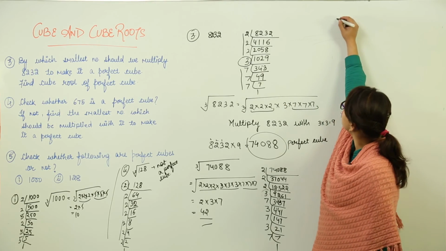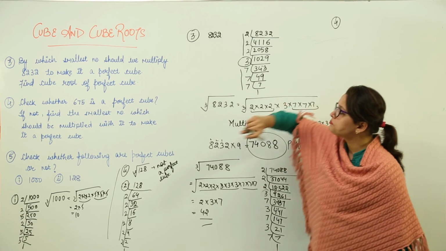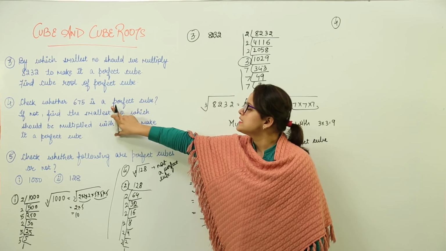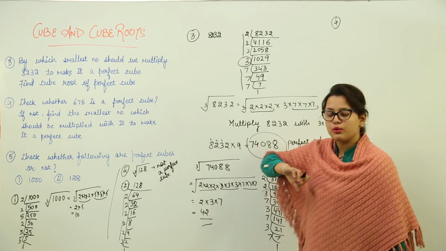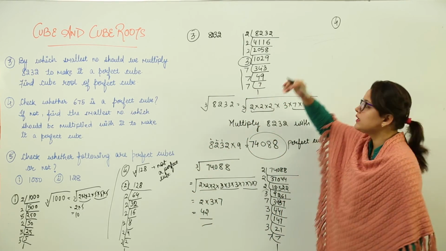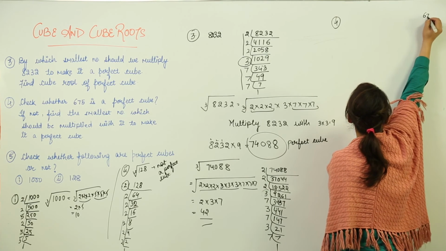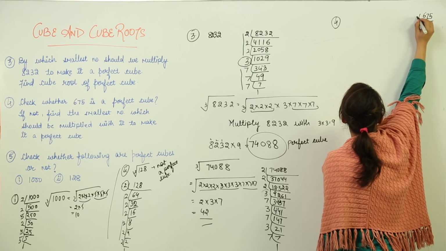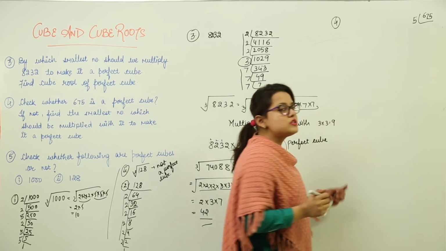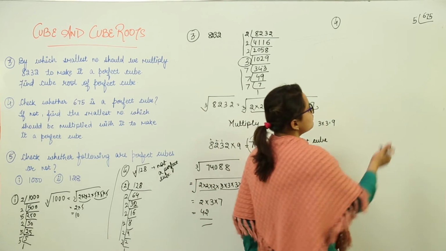Let us solve the last question, that is the fourth question. We have to check whether 675 is a perfect cube or not. We have already done how to check. Let us do it. Let us check 675 factors. It will go with 5 because at the units place it has 5. So we will do it with 5 only.